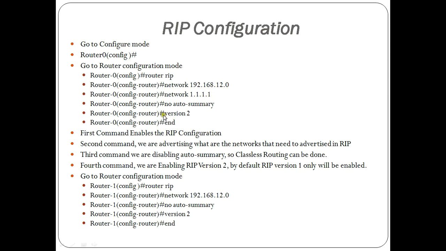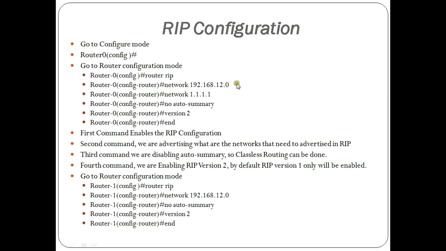And we need to enable version 2. If we haven't enabled version 2, the no auto summary will not be enabled, since version 1 is the default and version 1 will not support no auto summary. That is, it will not support a classless routing protocol.